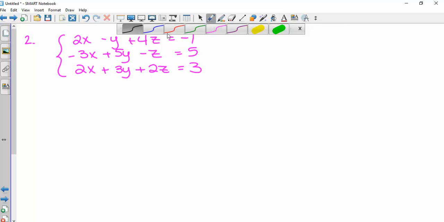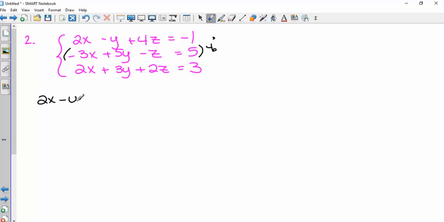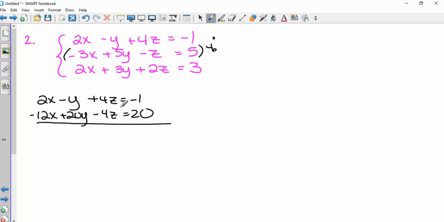First 2, and eliminate Z. I heard Z first. So if I want to eliminate Z, I have to take this one times 4. The first one didn't change. So we get negative 10x plus 19y equals 19.